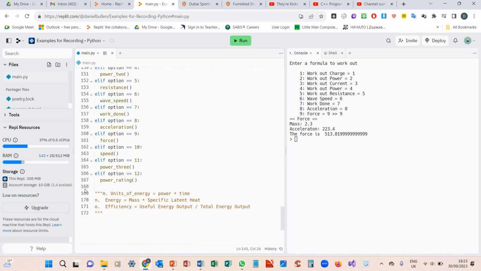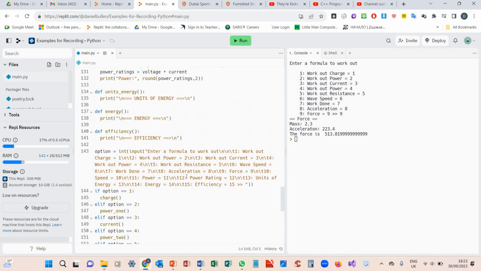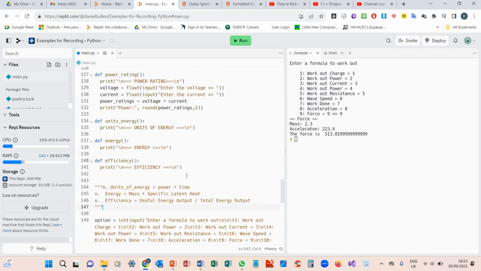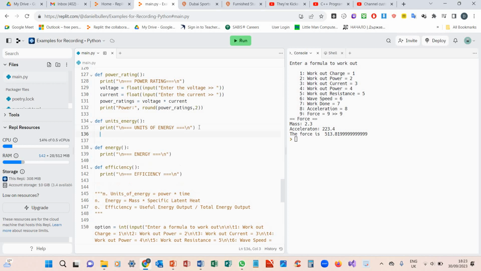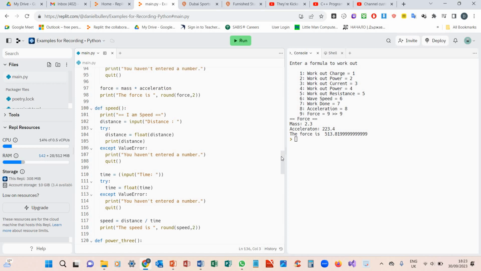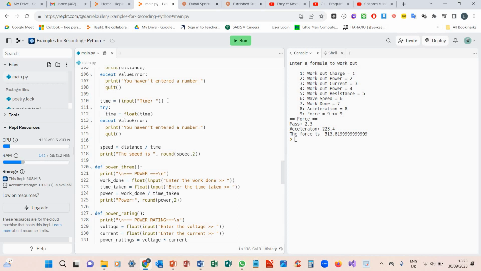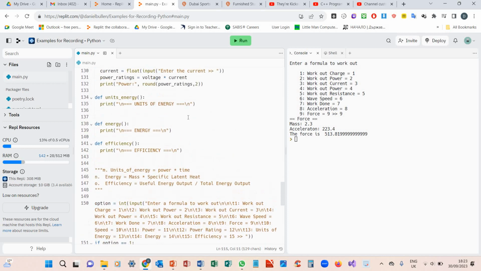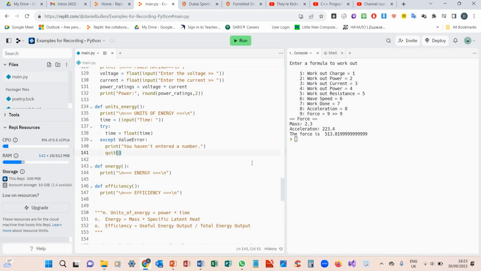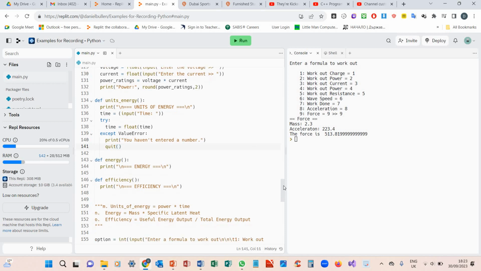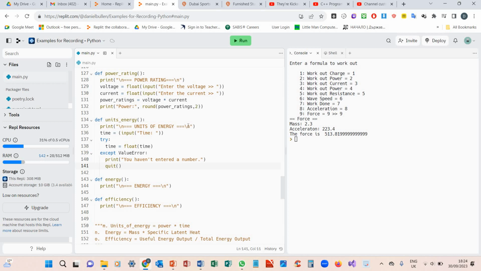So what do we need to do now? Better idea. Let's bring those up here, so I don't have to go up and down and make this video too long. Units of energy. We need power and time. There might be a power and time one there already. Yep, so we're gonna take that one, put some exception handling in here. So we got time, and we just need the power.